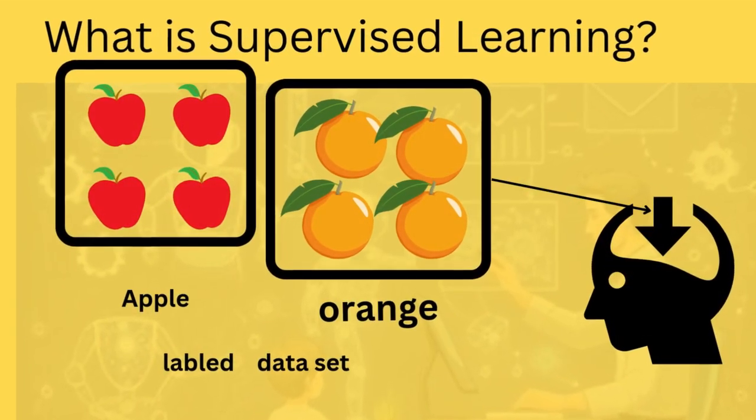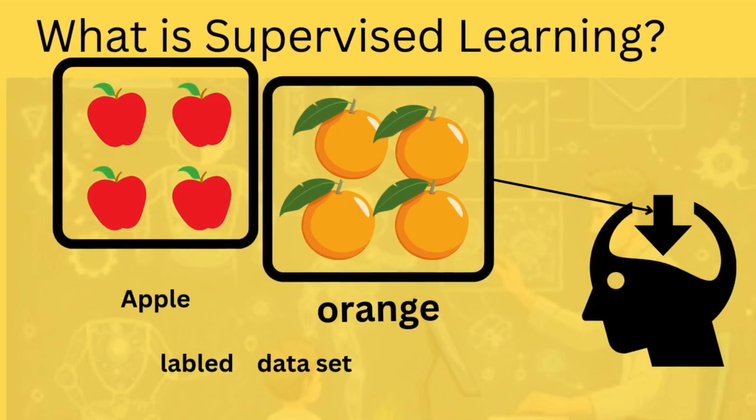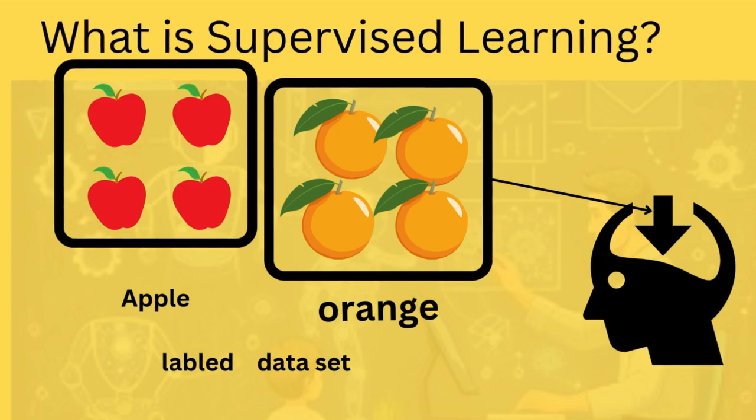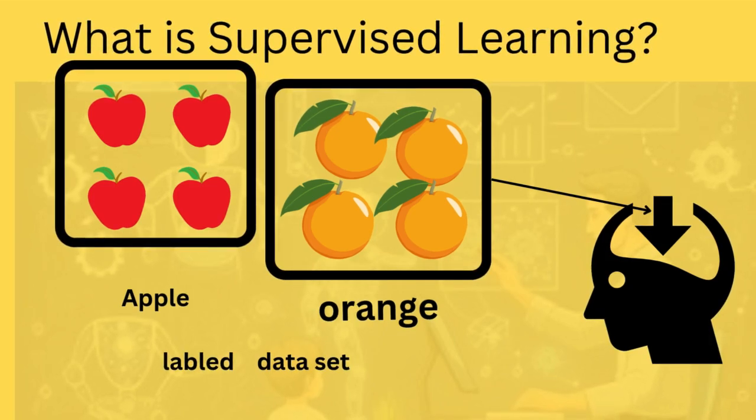In today's video, we are diving into one of the most important concepts in machine learning, supervised learning. Whether you are new to the topic or looking for a quick refresher, this video will help you understand what supervised learning is and its different types, all with a real world example. So, let's get started. Supervised learning is a type of machine learning where we train a model using labeled data.